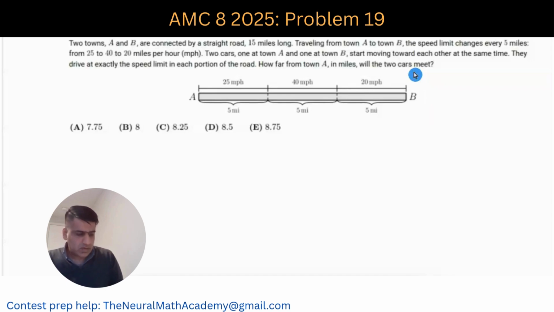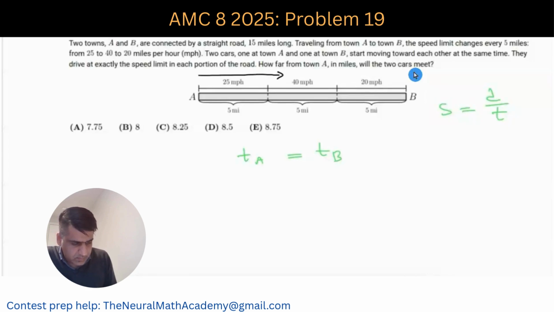So to solve this problem, we can start with this formula, that is between the speed, distance, and time. And then in this problem, since both of the cars are taking the same time, we can set it up like this: time A is equal to time B. Since one car is going in this direction and the other car is coming in this direction, they will meet somewhere in this town.